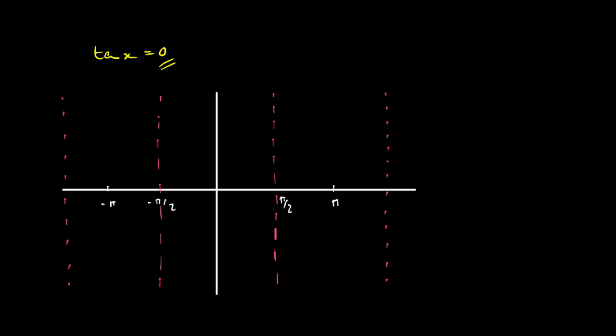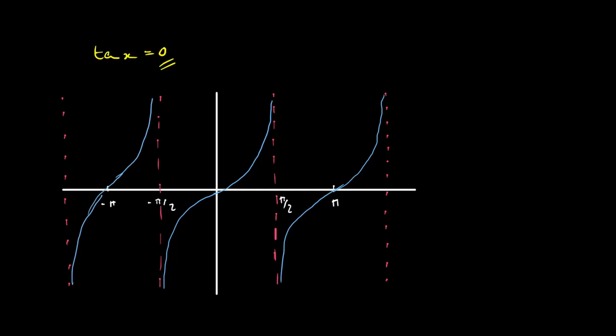Now, what does the tan graph look like? Tan graph looks like this. Like that. Like that. And it will repeat. Like that. It's not very good. Try that again. Never mind. Like that. And like that. Never mind. It's all right. Okay. Like that. Now, when is tan x equal to 0?